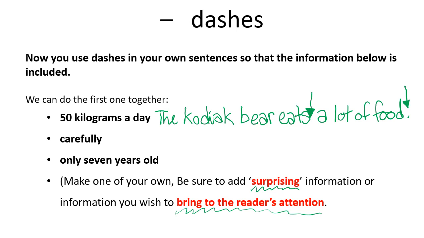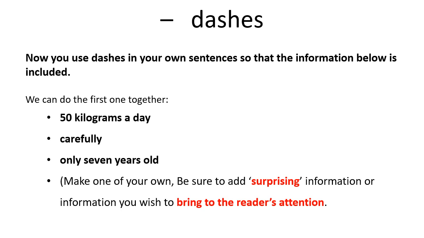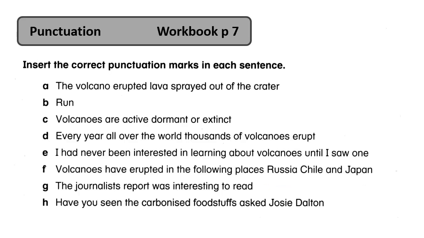Okay, so you should have written your 3 sentences on the Google Doc. Now, what's next? In your workbook, okay? In your workbook, on page 7, we have these sentences. All you have to do is insert the correct punctuation marks in each sentence. Now, yes, you can use brackets. Yes, you can use dashes.